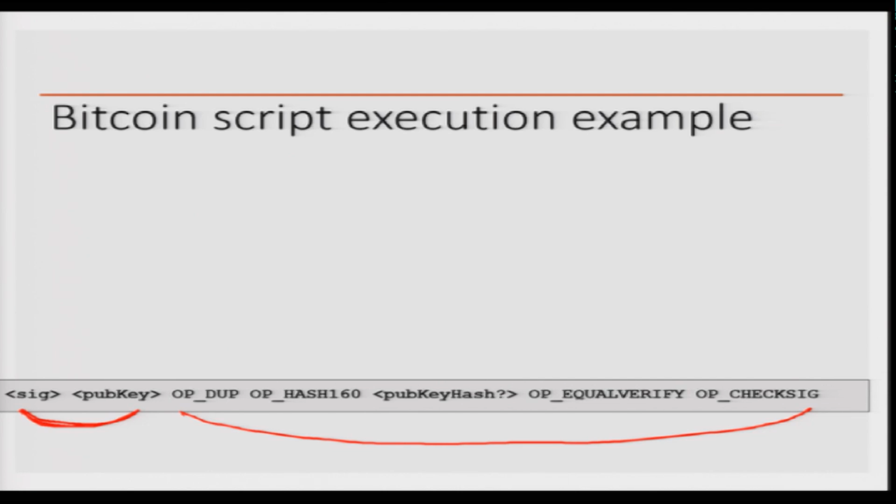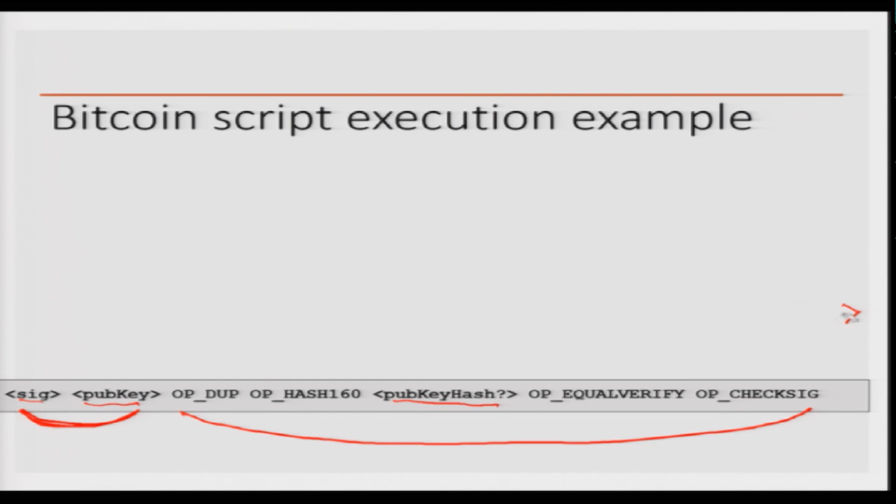The things that are expressed with the angular brackets are data, because this is just a prototype example. So, we do not have real data here. In the actual case, there will be a signature, there will be a public key, which will be actual data, and rest are instructions. So, whenever we are seeing these angular brackets, those are data.